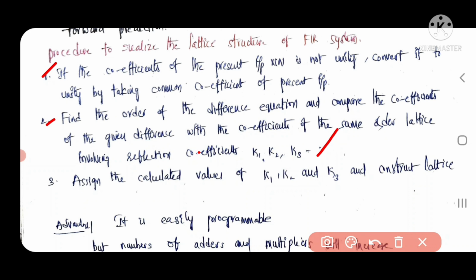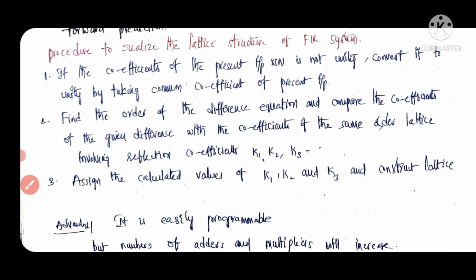Obviously you may have a doubt: sir, how can you identify the order of the equation? Suppose in that difference equation the number of delay elements is 2 or 3; based on the number of delay elements, we can decide the order of the corresponding difference equation. So ఆ ఈక్వేషన్ కంపేర్ చేసి మనకున్న ట్రాన్స్ఫర్ ఫంక్షన్ జనరలైజేషన్ తీసుకొని కంపేర్ చేస్తే we can get K1, K2, K3 values. So assign the calculated values of K1, K2, K3 and construct the lattice structure. So K1, K2, K3 values బేస్ చేసుకొని lattice structure ని డిజైన్ చేయండి అని చెప్తున్నాడు.